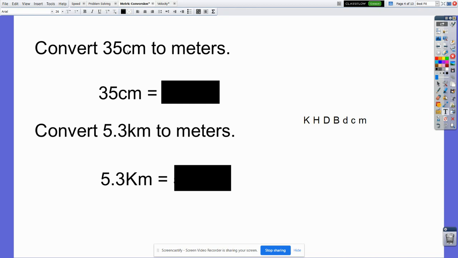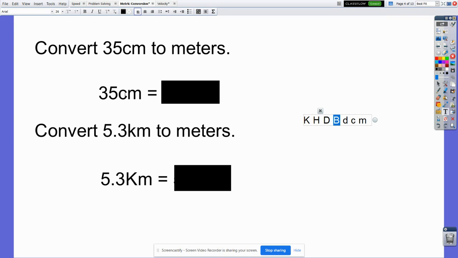We need to think about where we're starting, centi, so we're starting right here. And then we need to think about where we're going. We're going to meters. Meter is a base unit, so we're going to be ending here. We're going from centi to base, which is 1, 2 places to the left. Again, we're starting at centi. We're going to go 1, 2 places to the left.